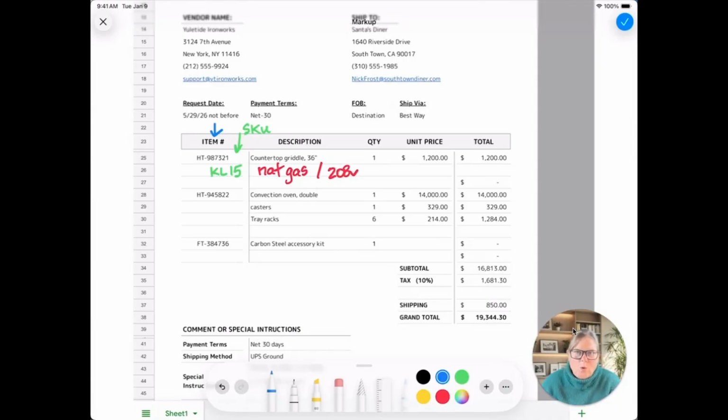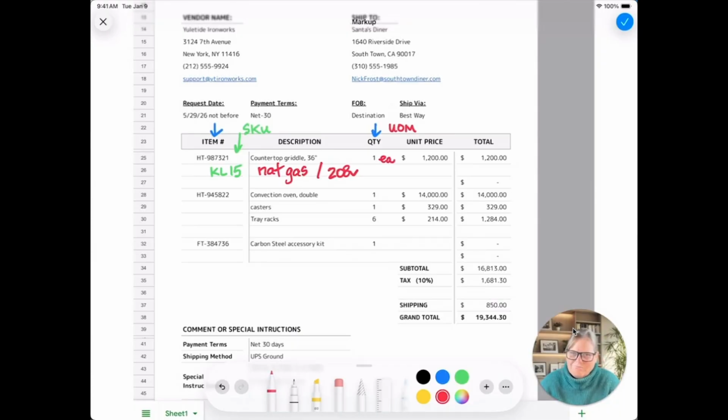And now we're going to quantity. So you have quantity 1, but you're missing the unit of measure. Now for a countertop griddle, it's most likely going to be each. So you'd have each here.